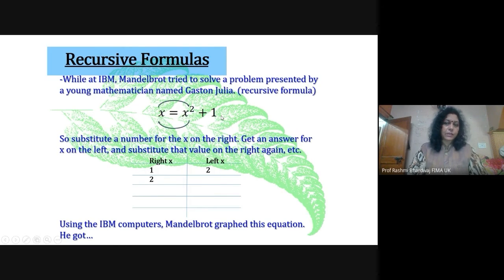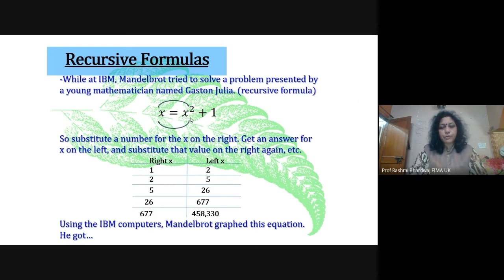Now I'm coming to the recursive formula we did yesterday, where we used x equal to x square plus 1 as an example. As we change the value of x, you get different values. Suppose on the right side x is 1, then the left-hand side is 2. If you have 2, then it is 5. If you have 5, then it is 26. If you have 26, then it is 677. And from 677, you get 458,330.